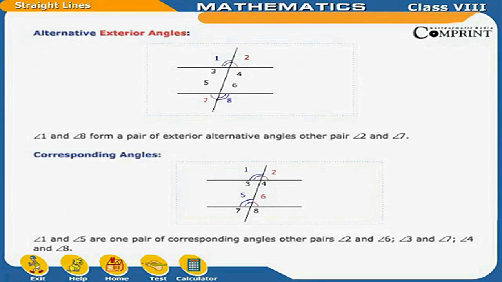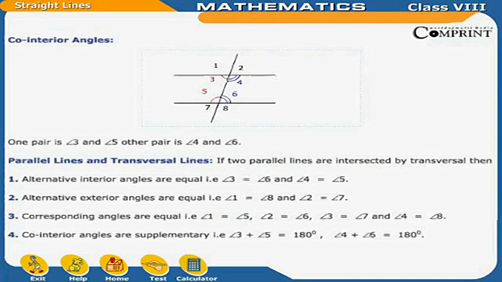Exterior angles. Angle 1 and angle 8 form a pair of exterior alternate angles, and the other pair is angle 2 and angle 7. Corresponding angles. Angle 1 and angle 5 are one pair of corresponding angles, other pairs are angle 2 and angle 6, angle 3 and angle 7, angle 4 and angle 8. Exterior angles. One pair is angle 3 and angle 5, the other pair is angle 4 and angle 6.